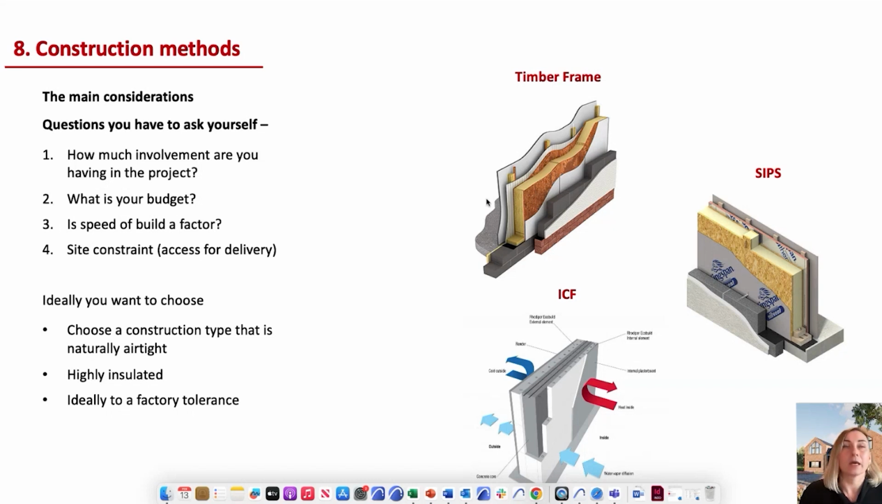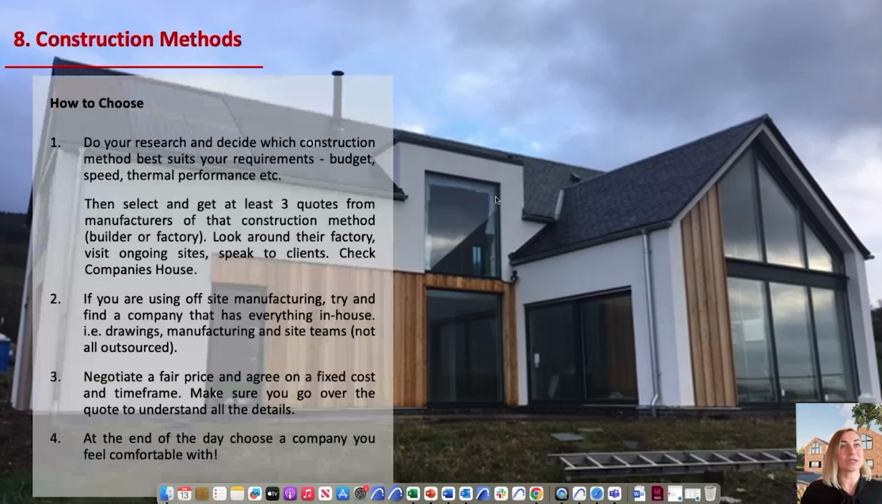So just a quick summary of how to choose the construction method. You want to do your research and decide which construction method best suits your requirements, including budget, speed, and thermal performance. And then what we generally advise our clients is, you select the construction method and then you go out to three suppliers of that construction method and get comparative quotes. Look at the factory, speak to the manufacturers, build relationships with them, because that will allow you to negotiate the best price.